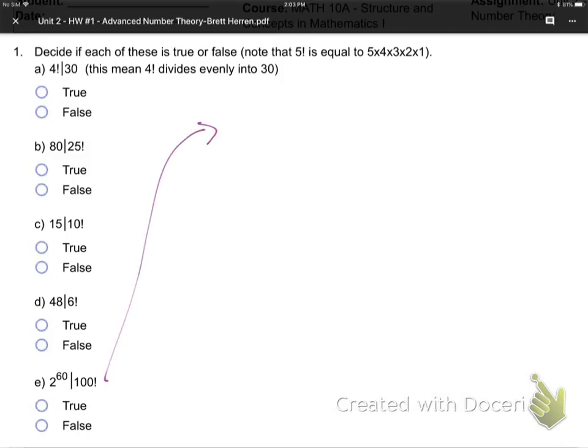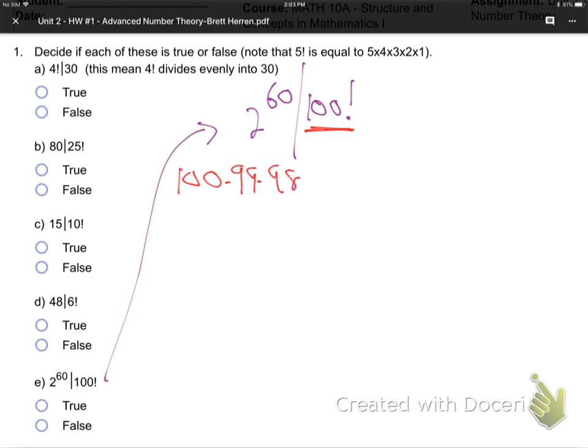How about E? Does 2 to the 60th go into 100 factorial? 2 to the 60th. No mystery about that. That's 60 2s, isn't it? 60 2s. So what do you think? Over here in the 100 factorial, are there 60 2s? Are you sure? Or you just feel like there got to be? Yeah, I'd rather not write them all out, huh? You too, I'm sure. We're all feeling like we'd rather not.